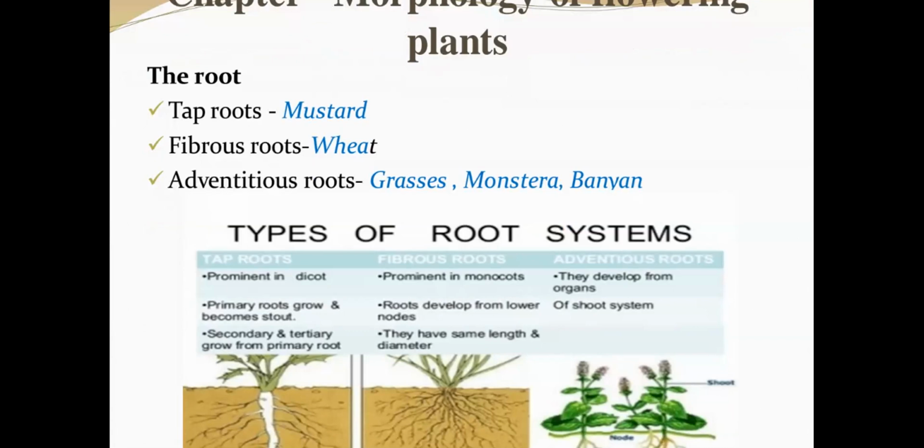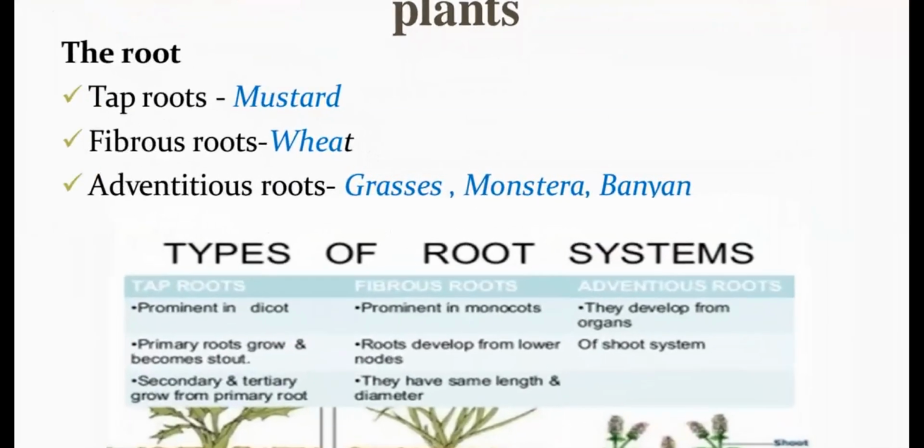Fibrous roots. In monocots, you find the fibrous roots wherein the primary root is short-lived and will be replaced by a large number of roots. These roots originate from the base of the stem, and this will ultimately constitute the fibrous root system. Monocots are the examples. Wheat is a specific example under that. You can give other examples also, but wheat is mentioned in your NCERT textbook.